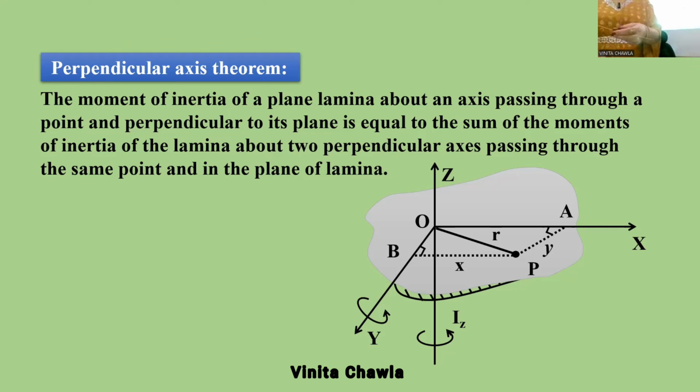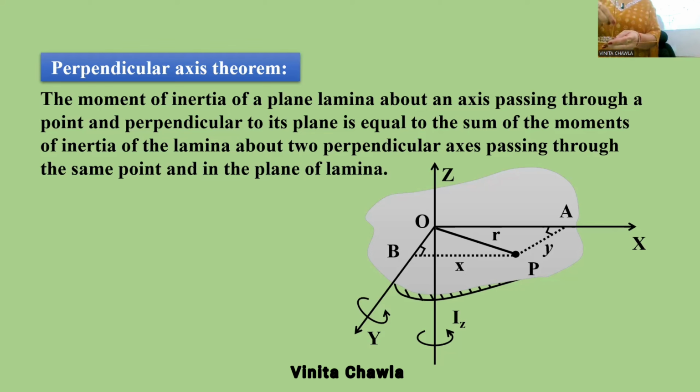इसमें क्या करते हैं हम? We consider a plane, and we know that plane means either xy or yz or xz. Any plane we can choose. So if we are choosing xy plane, so this is the xy plane. Let's consider that this is our x-axis, this is the y-axis, and this is the z-axis.